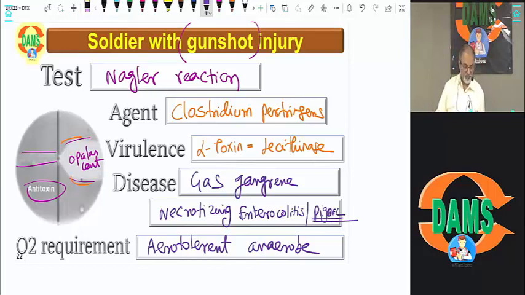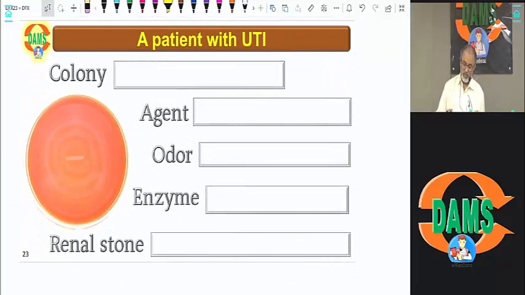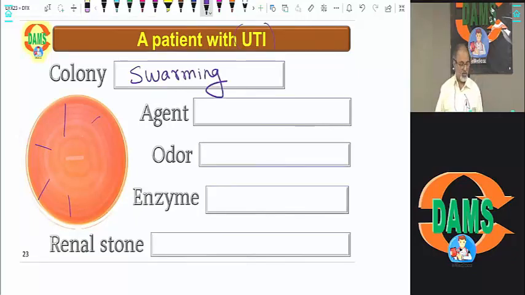Next is a patient with UTI, urinary tract infection. What is the appearance called? Swarming. The colony is called swarming. This colony we call swarming.